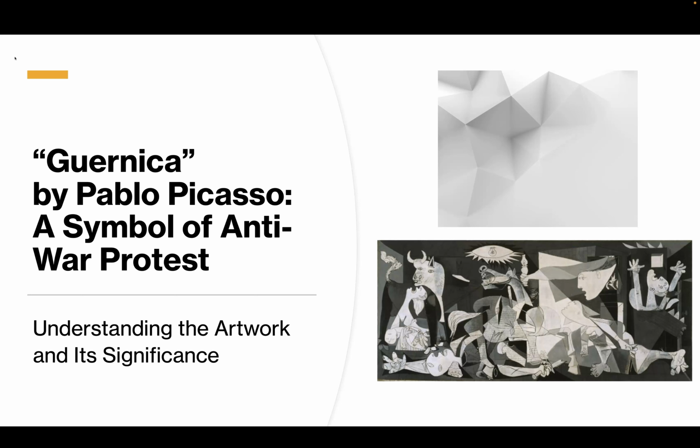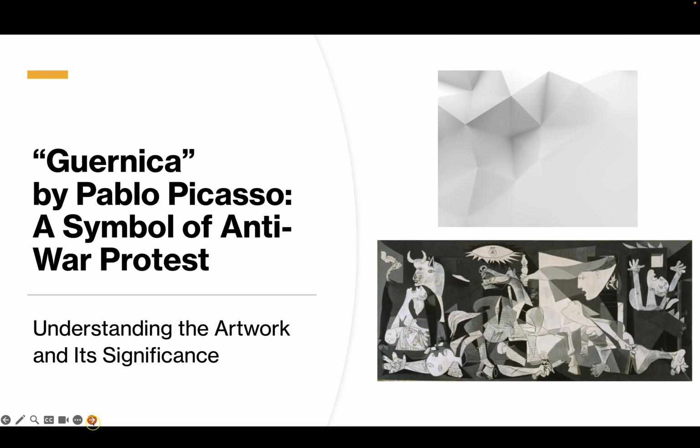Today, I'm going to present the art piece that I chose today. It's called Guernica. It's painted by Pablo Picasso, and it shows a symbol of anti-war protest. Today I'm going to explain the understanding of the artwork and its significance. Okay, let's go to the next page.